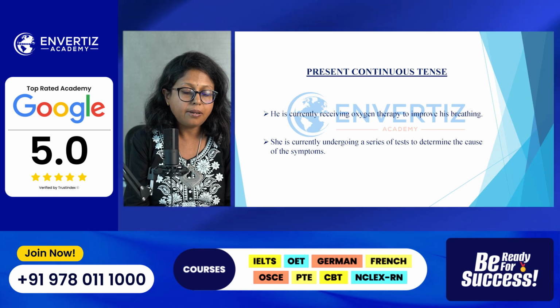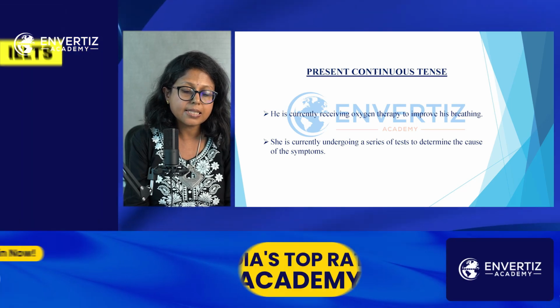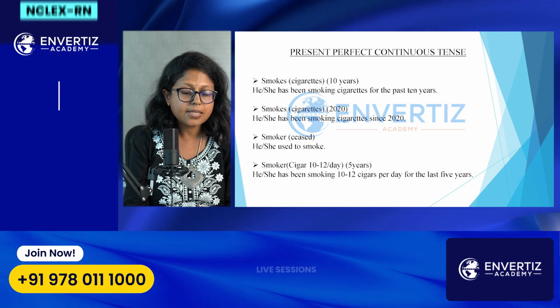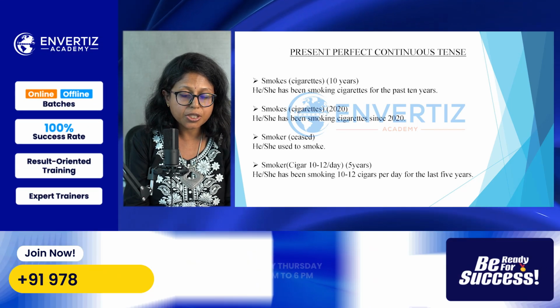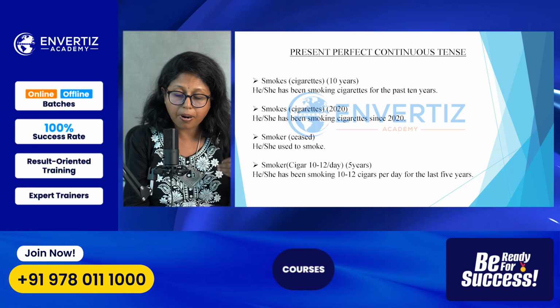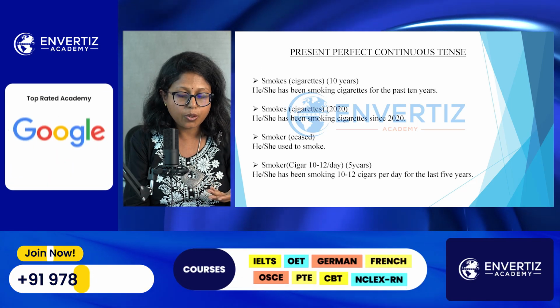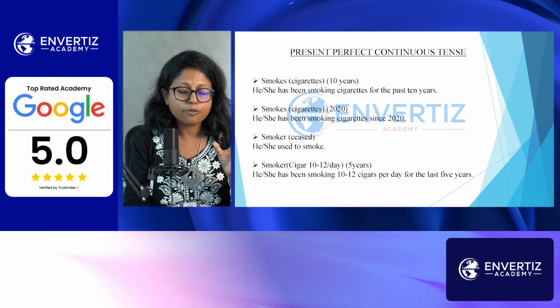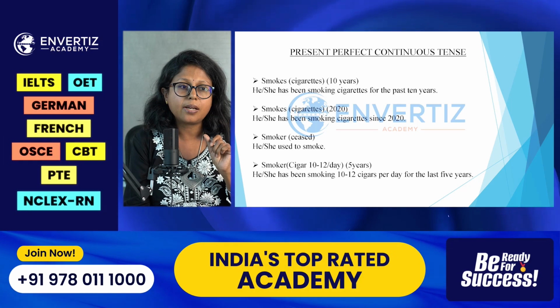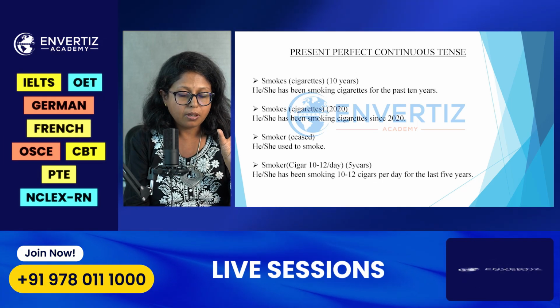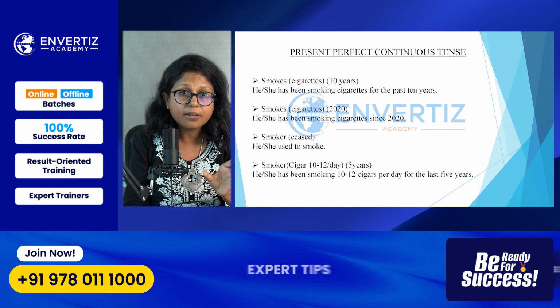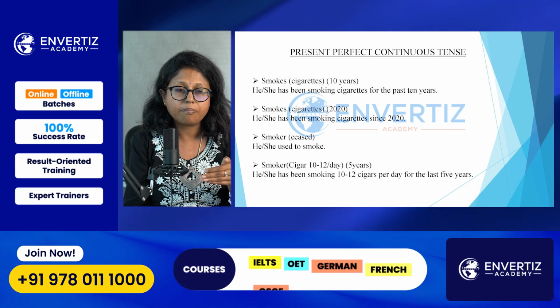And then we came to the last tense, which was the present perfect continuous tense, which is used for actions or events that started in the past and are still continuing or have recently finished. Often it has a focus on the duration as well. So that's when we brought in the time period or the particular year and how we used them.